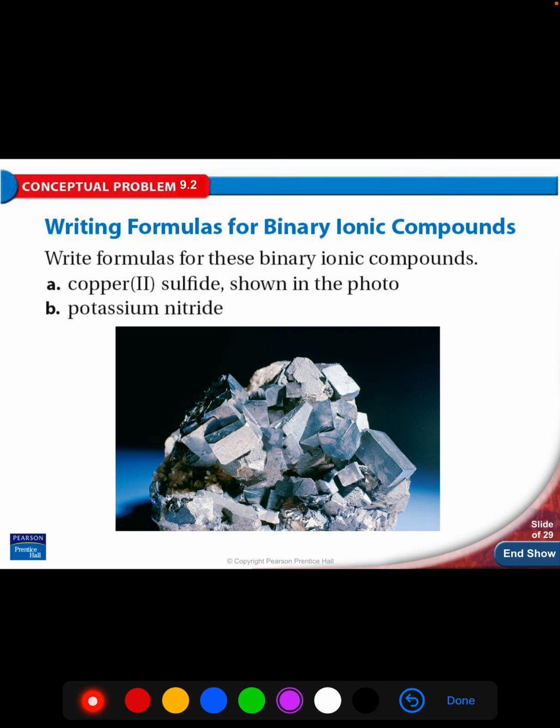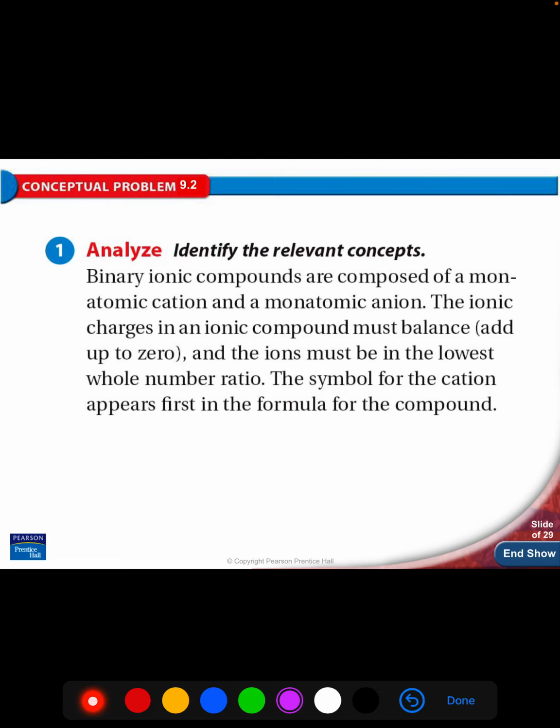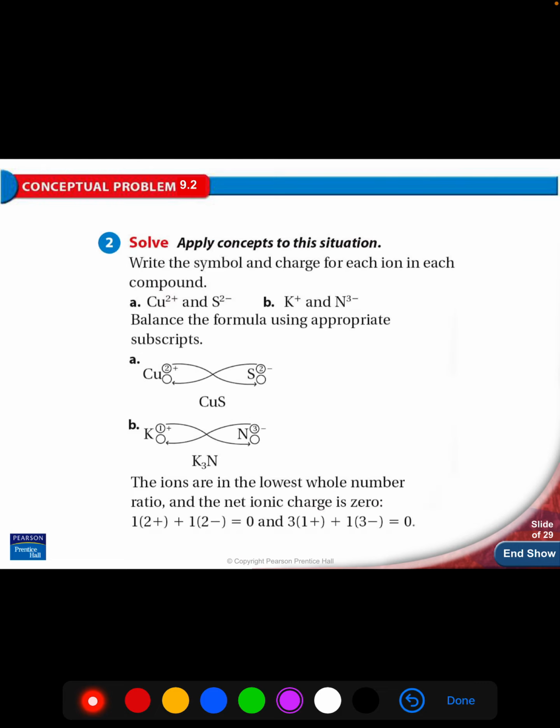Okay, so here's an example. It's copper(II) sulfide and potassium nitride. Copper is a transition metal with different forms, but the Roman numeral II in the name tells us that it has a +2 charge.